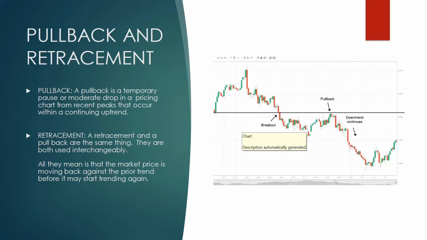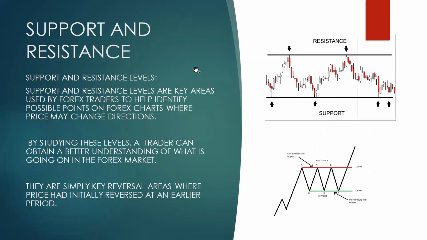Now we've discussed pullback and retracement. Now let's move further to the cocoa of trading. This is what they call cocoa, or the main thing in trading: support and resistance. So as a Forex trader, you need to know these key levels, support and resistance levels. They will determine your success or otherwise in trading.